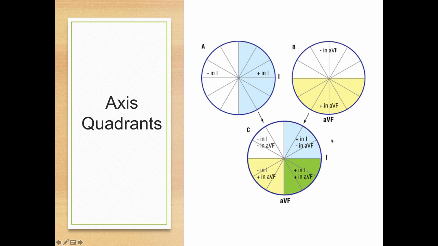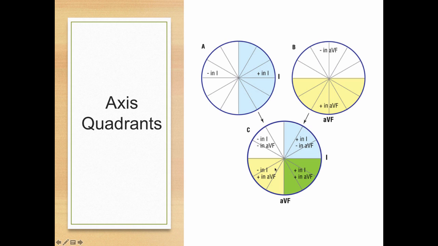Same thing with AVF. AVF is down here on our hexaxial diagram. So if things are flowing into the southern hemisphere here, they're generally coming towards me, and they're going to be generally positive. If they're going to the northern hemisphere, they're generally going away from me. They're going to be generally negative. So we put these two together, lead 1 and AVF, and we get our 4 quadrants.